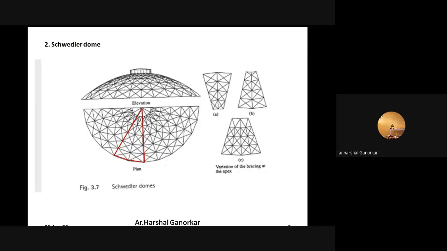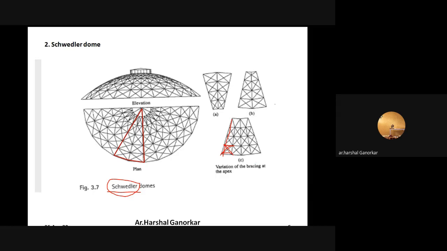Next is Schwedler Dome. Now, what is Schwedler Dome? Schwedler is the name of the inventor of this dome, hence it is called Schwedler Dome. In Schwedler Dome, you would find the meridional ribs, as well as the bracings. Diagonal bracings connect those meridional ribs and add stiffness or strength to this dome. In a rib dome, we won't have the bracings. Here we find the bracings.